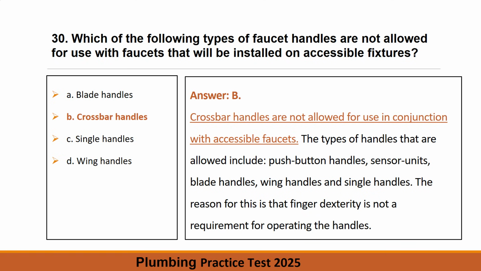Answer, B. Crossbar handles are not allowed for use in conjunction with accessible faucets. The types of handles that are allowed include push-button handles, sensor units, blade handles, wing handles, and single handles. The reason for this is that finger dexterity is not a requirement for operating the handles.